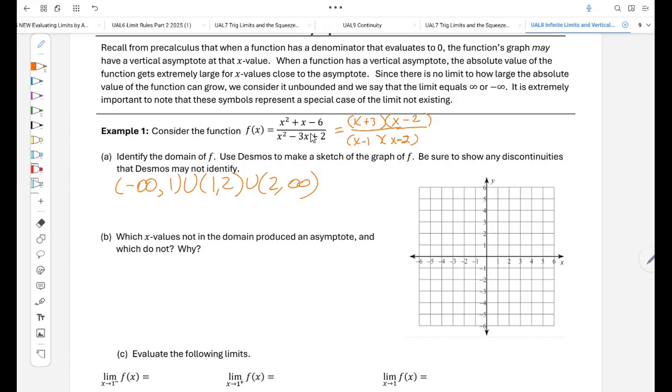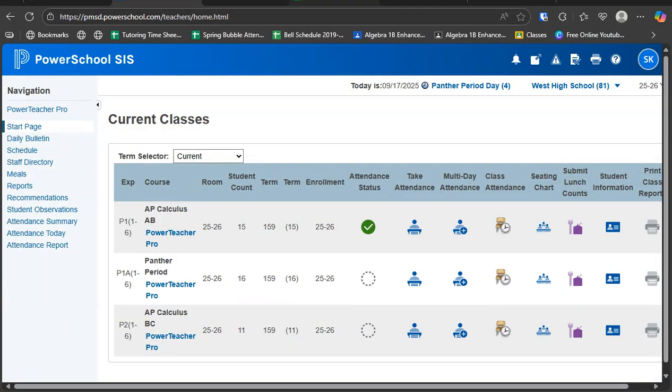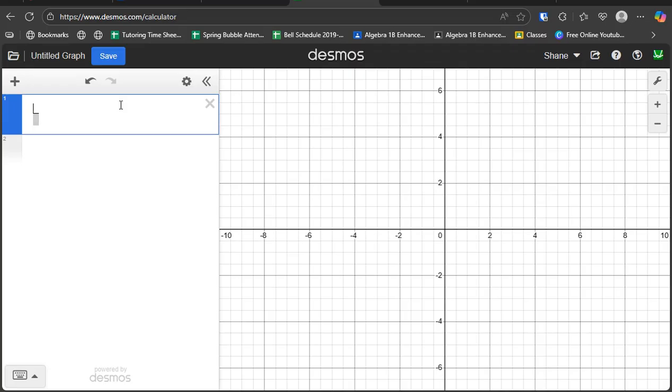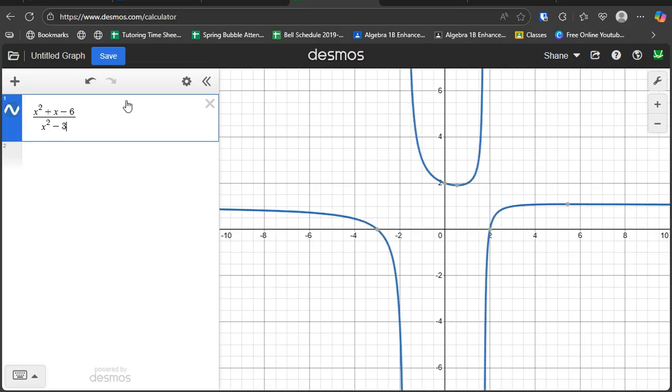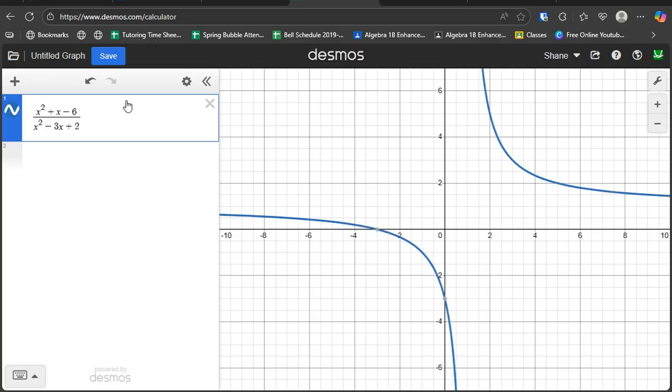Okay. All right, I'm going to pop that graph in Desmos. So we're just going to make a sketch of it. It doesn't matter whether I do the factored version or the unfactored version. They are the same graph. x squared minus 3x plus 2. All righty. All right.